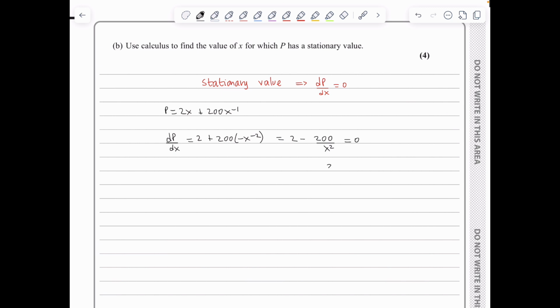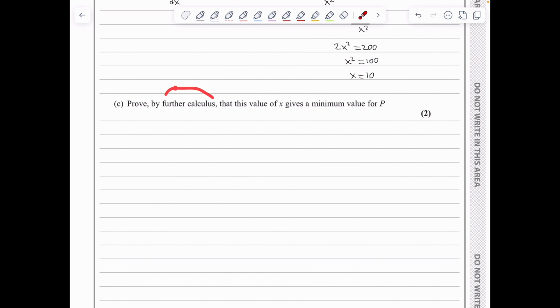So we've got 2 is equal to 200 over x squared. I will cross multiply to get 2x squared is equal to 200, and therefore x squared is 100. And if I take the square root, we get that x is equal to 10. In part C, we need to use further calculus to prove that this value of x gives a minimum value for p. So essentially, we need to do the second derivative test here.